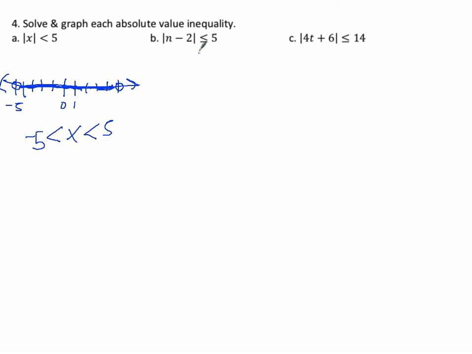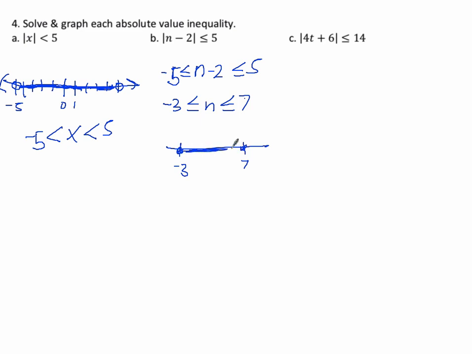Okay, so similarly with this one, you're going to get n minus 2 is less than or equal to 5, greater or equal to negative 5. And then you can add 2 to each part of the inequality, and you get negative 3 is less than or equal to n, less than or equal to 7. Okay, so you got 7 here, and then negative 3, solid dots, and everything in between.